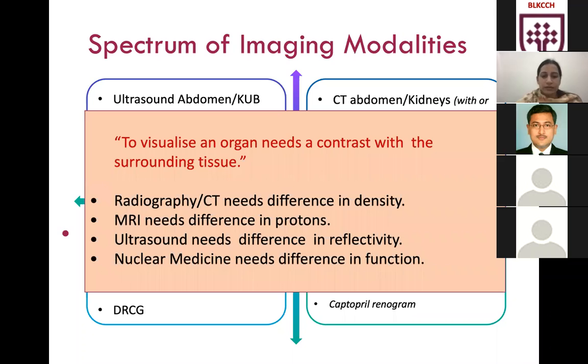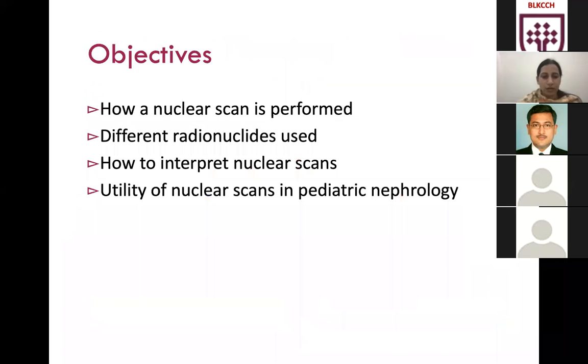Ultrasound needs a difference in reflectivity of the tissues to the sound wave vibrations. MRI needs a difference in protons, and CT imaging is based on a difference in density. Similarly, nuclear medicine is based on detection of differences in function and accumulation of the radiopharmaceutical by that particular organ and its excretion. In this way, it studies the function and structure of that organ.